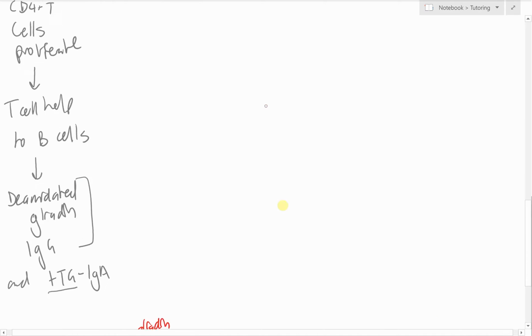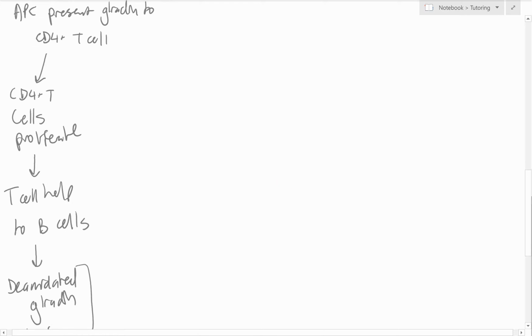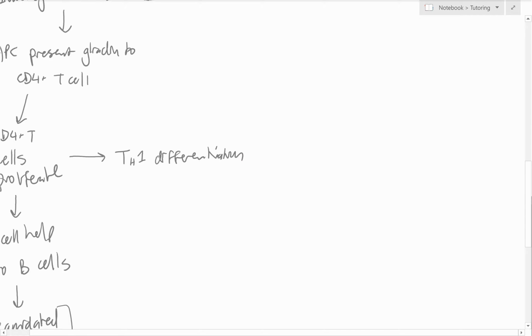Now, going back up then to antigen-presenting cells presenting gliadin to the CD4 T cell. So we've got the proliferation and things like that. What we then get is differentiation into a T helper 1 phenotype. Th1 cells, the main thing that they release is interferon gamma.